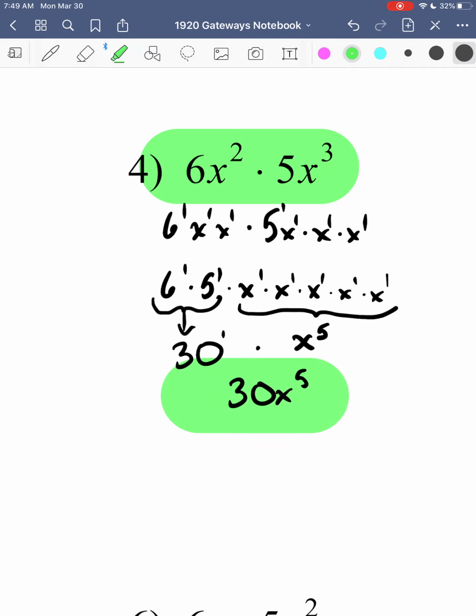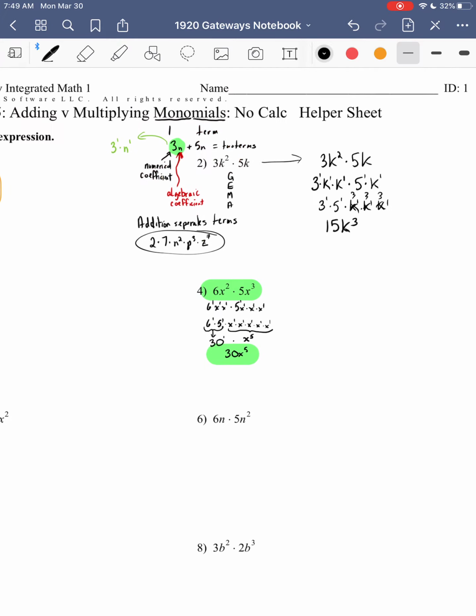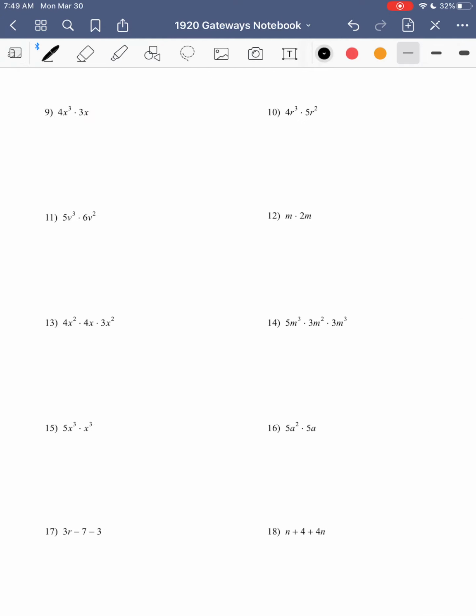Now, once again, you can go straight from this step straight down to here. Totally fine. As a matter of fact, that's desired once you get good. There's no sense in writing all of this if you fully understand it. The reason I bother to write it is because it shows you the why these things are the way they are. All right, let's jog over to the next page here.